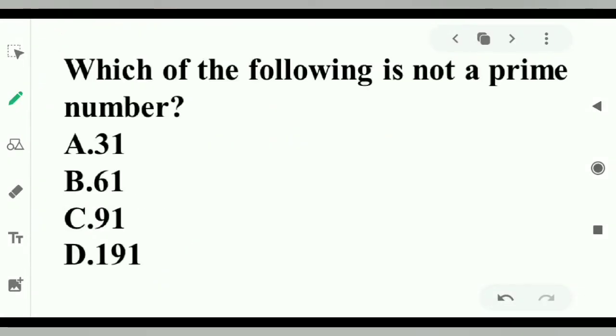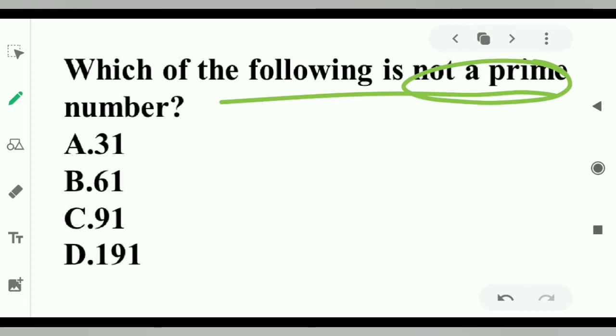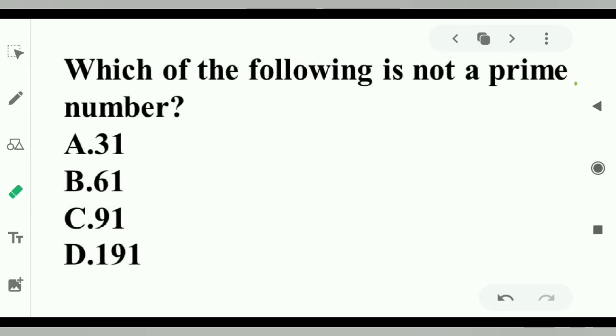Okay. Now, what is the correct option? Which of the following is not a prime number, right? Okay, we have to read the question very carefully. Here it is not asked which is the prime number. It is asked which is not a prime number. So the answer to the question is 91, because 91 is a composite number.